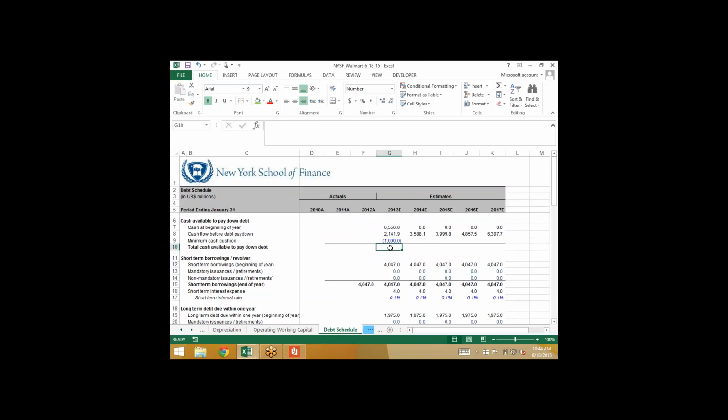So let's keep minimum cash cushion at $1 billion for now. And so the cash available to pay down debt is a sum of everything. It's the cash at the beginning of the year, the balance that we started with, plus all the cash generated this year, excluding the debts. That's the cash flow before debt paydown, minus the cushion. And then you copy everything to the right.